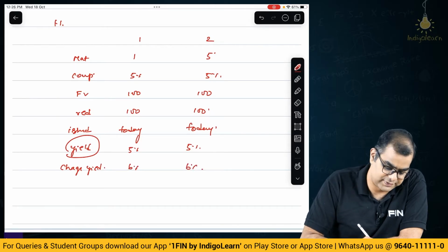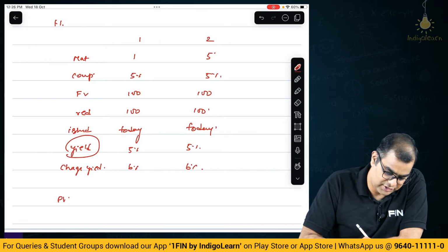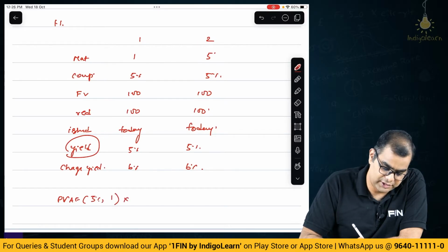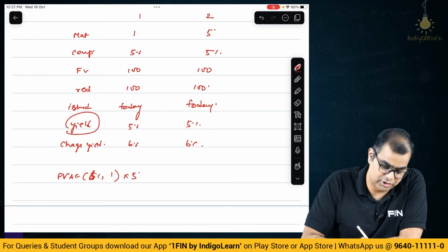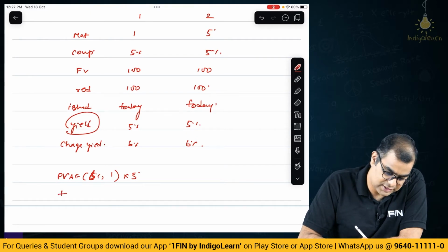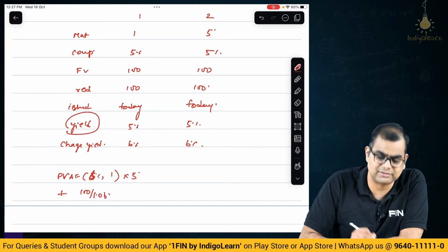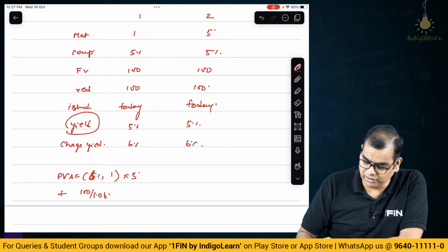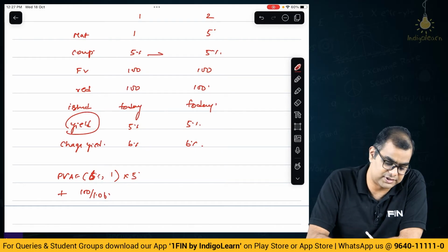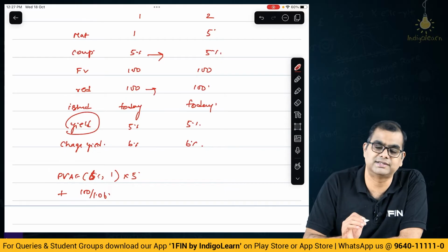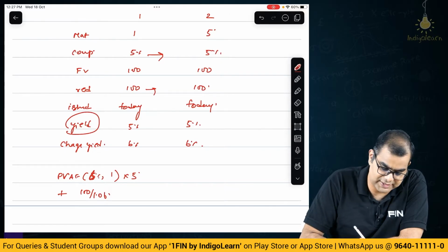What is the impact? How will you price? Present value annuity factor for 1 year into 5, which is your coupon, and this is not 5%, this is 6%, because the changed yield is 6%, plus 100 by 1.06. Simple, right? So, basically 105 by 1.06, correct? Because at the end of the period you will get 5 as coupon and you will get 100 back as redemption value. So, 105 by 1.06. So, the price will be 99.05.